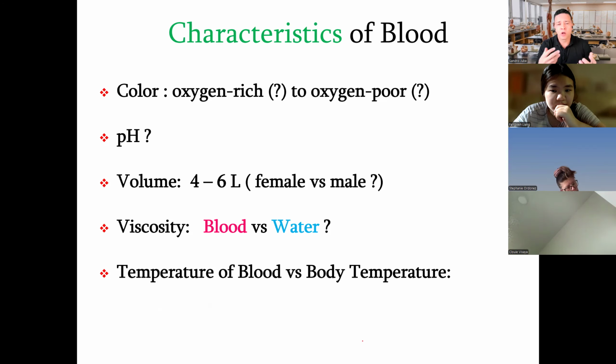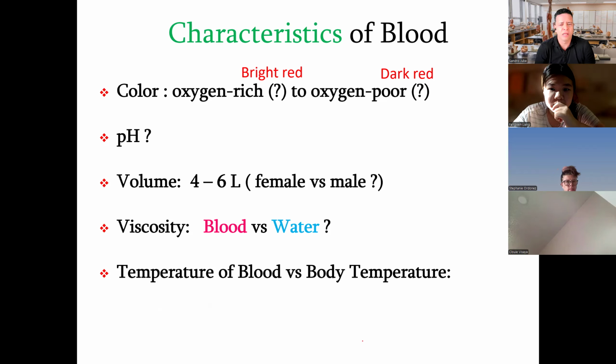But this red coloration of blood can differ depending on whether the blood is rich in oxygen or poor in oxygen. Oxygen-rich blood has a bright red coloration to it. So if you cut an artery, and arteries carry oxygen-rich blood, usually in the systemic circulation, you're going to find a very bright red coloration of the blood. Oxygen-poor blood is going to have a dark red coloration, so it is different from oxygen-rich.